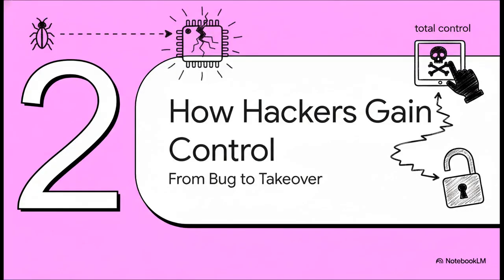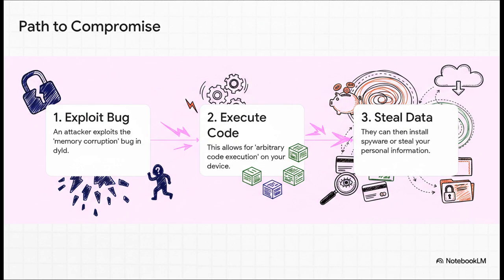Okay, so you might be thinking, a tiny bug in some random component I've never even heard of? How bad can that be? Well, this is where it gets serious. Let's look at how these attackers can take that one little crack and just blow the doors wide open. So this is the playbook, the step-by-step process. First, they use that memory bug in dyld. That gets them to step 2, which is the real prize, arbitrary code execution.